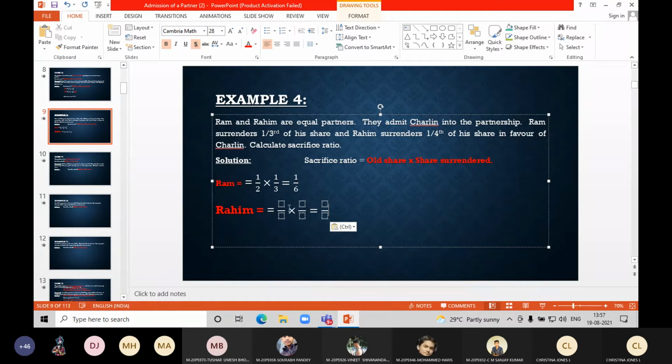How much is Rahim's share? Again, Rahim's share is half. How much does Rahim want to surrender? He wants to surrender 1/4. So 1 into 1 is 1, 4 into 2 is 8, so 1 by 8. Now what we'll do is, we'll have to take a ratio because they are not in common proportion.